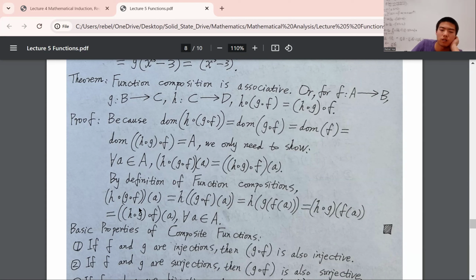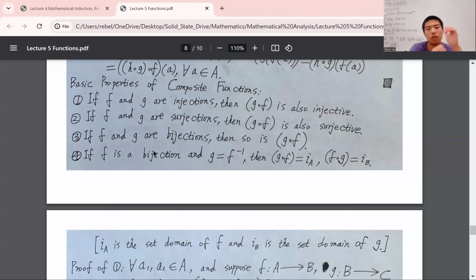And this is very simple if we use the definition of function composition. We just do it one by one. We can transform this form to the standard form, and this form to the standard form. So they're equal. All right.